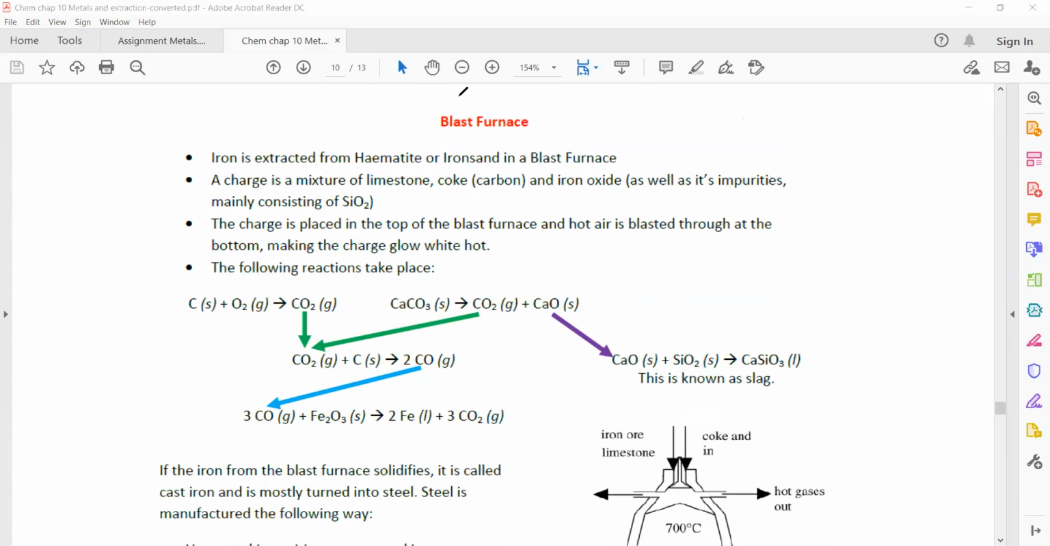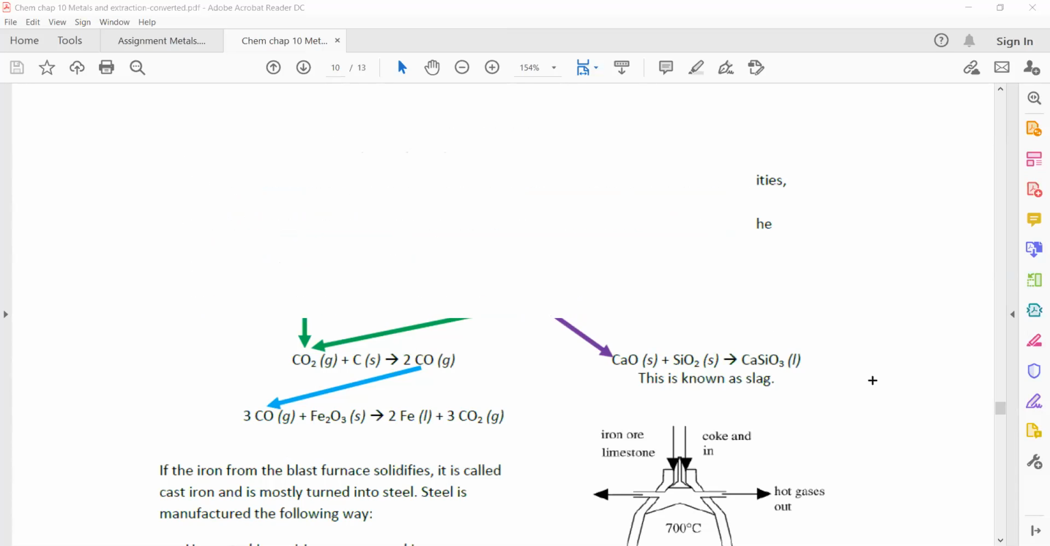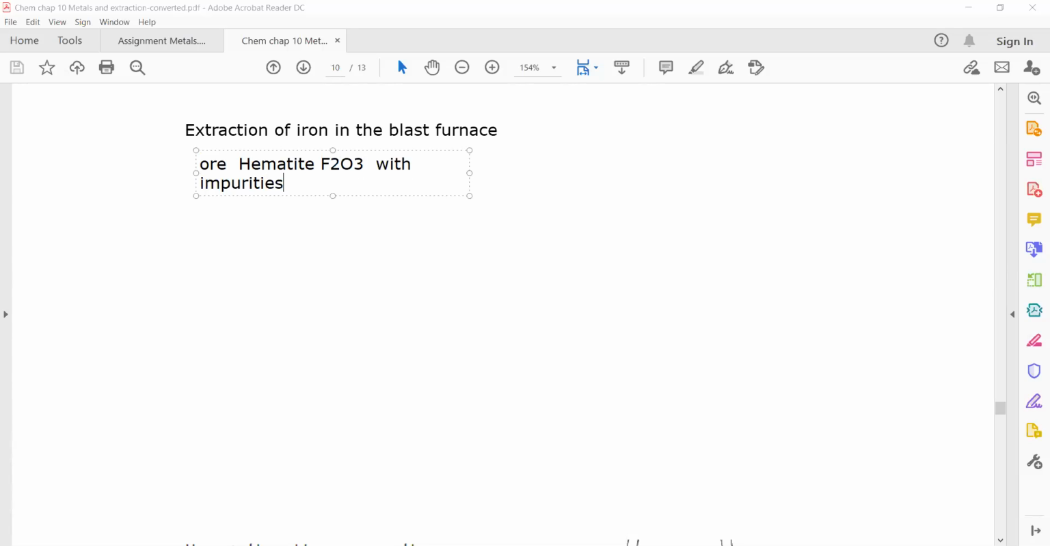What is basically hematite? It's an ore of iron. And we call that a blast furnace. The ore which we use for this extraction is called hematite, which is iron two oxide, iron three oxide, with impurities: silicon and silicon four oxide.